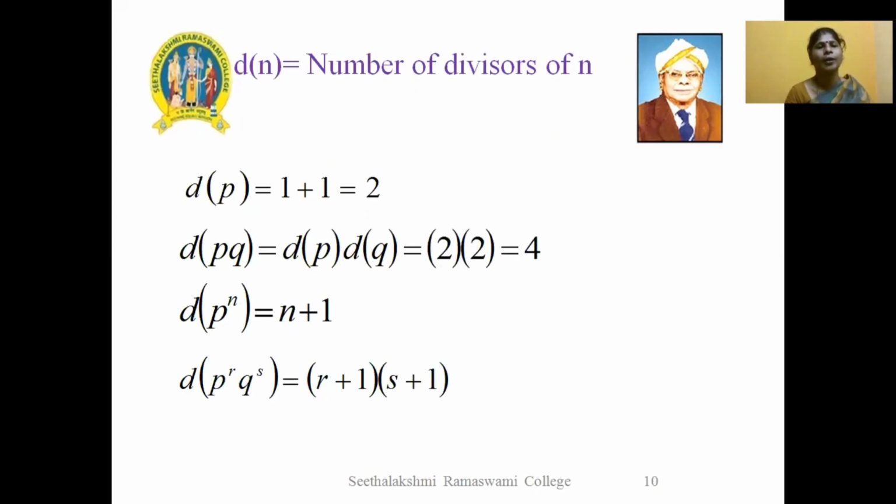Next one, d of n. It denotes the number of divisors of n. For a single prime, d of p is equal to 1 plus 1, equal to 2, because the divisors of any prime are 1 and itself. Therefore, d of p is equal to 1 plus 1, equal to 2. D of pq is equal to d of p into d of q, that is equal to 4. D of p power n is equal to n plus 1. D of p power r into q power s is equal to (r plus 1) into (s plus 1).